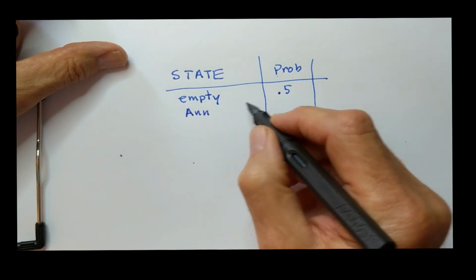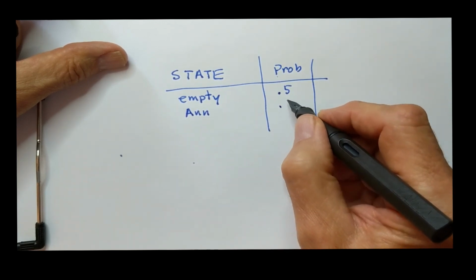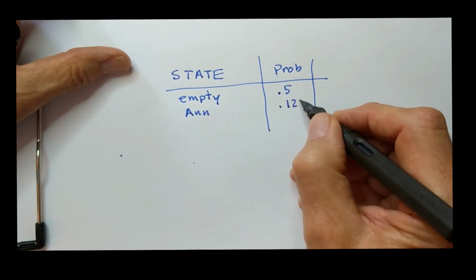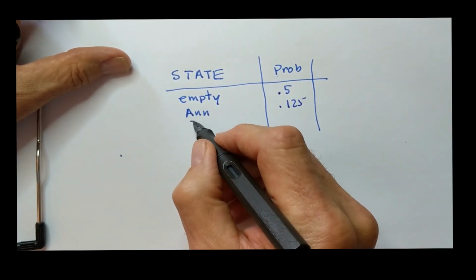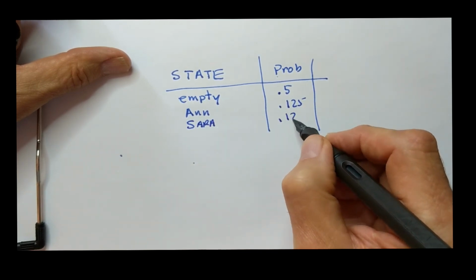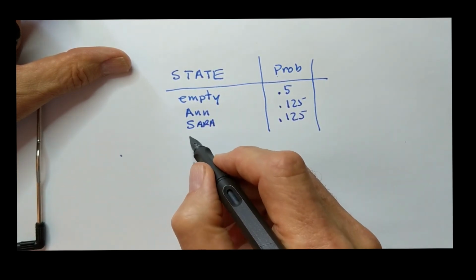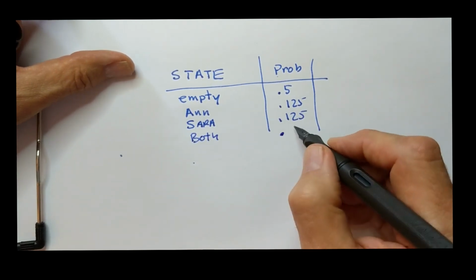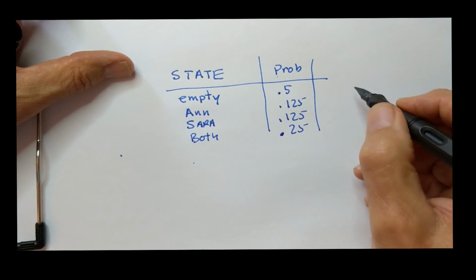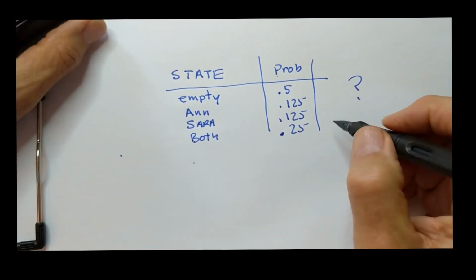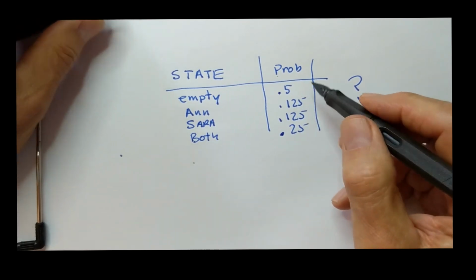So if Ann is only in the house, that's, let's say, 1/8 of the time, so 0.125. If Sarah's in the house by herself, that's another 1/8, 0.125. And if both are in the house, that's 0.25.